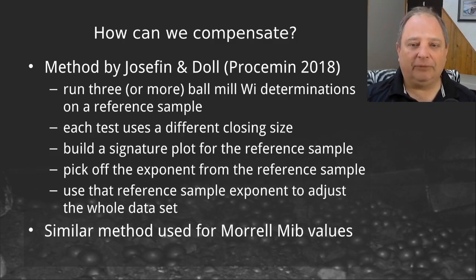Now, you can do a similar process to this for the Morrell Mib numbers. The equations are slightly different. There's a slight complication in that the way the exponents are handled in Morrell's equations makes it a little more difficult. But fundamentally, that's still the same compensation. You're going to run a signature plot and make an adjustment.